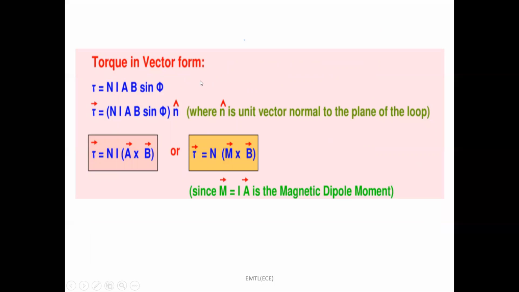Now the torque in vector form we can write as NI A cross B. Here N I into A is the magnetic dipole moment. The expression can also be written in terms of the magnetic moment. So the magnetic moment M is equal to N I into A. So this is the torque acting on a rectangular loop.